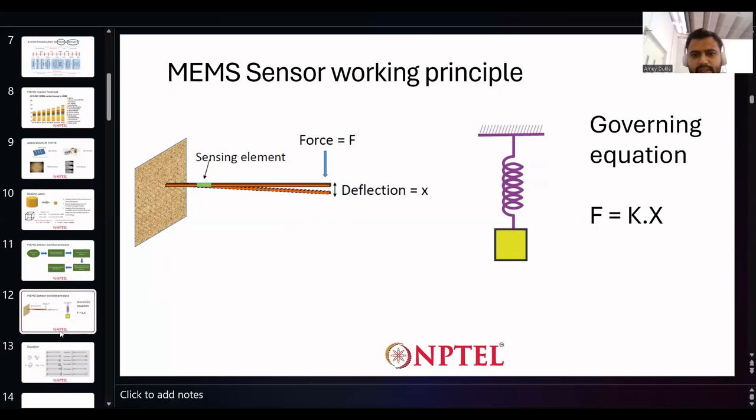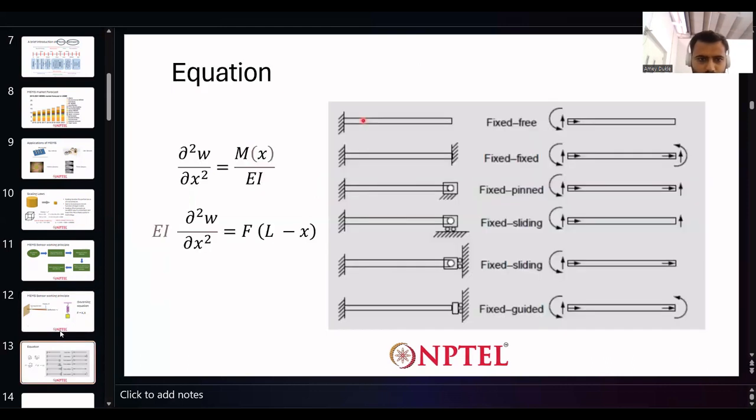Here force F is applied and we are measuring the deflection x. We change the cantilever beam into a spring mass system, and using the governing equation F equals Kx, we determine the force that is applied. We already know the deflection and the stiffness, so we just need to calculate the force. To calculate the stiffness, we need the Euler-Bernoulli equation, and from that stiffness we can calculate the force.